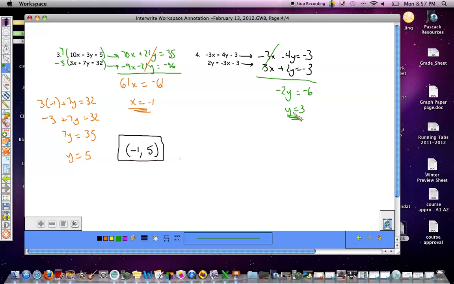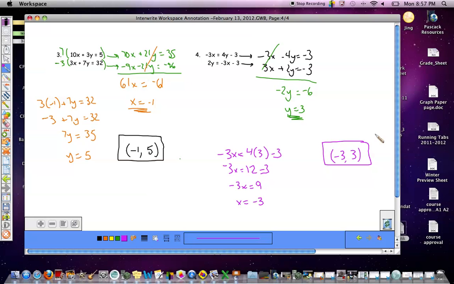Okay, now I'm going to take the y being 3. I can plug it either into these equations or the originals. Okay, I'll plug it into the top equation of the originals. All right, so I plug 3 right in here, so we get negative 3x equals 4 times 3 minus 3. Okay, so then we get negative 3x equals 12 minus 3. Okay, 12 minus 3 is 9, so negative 3x equals 9. Divide both sides by negative 3, and we get x being negative 3. So our final solution is x being negative 3 and y being positive 3.